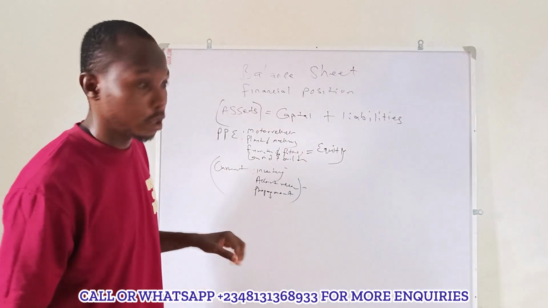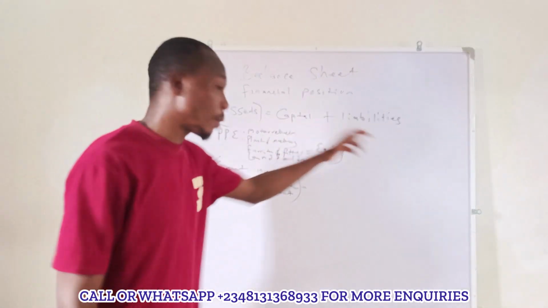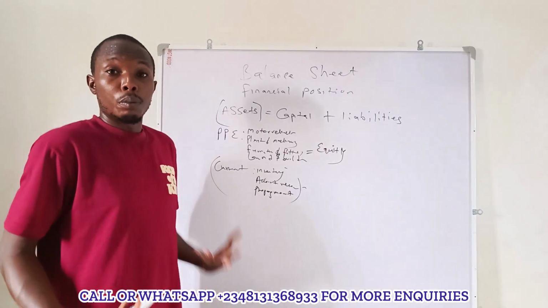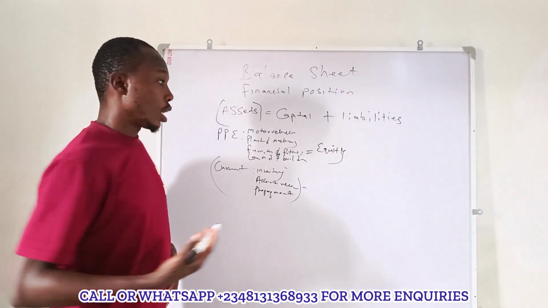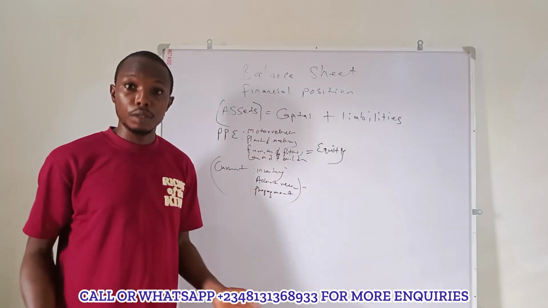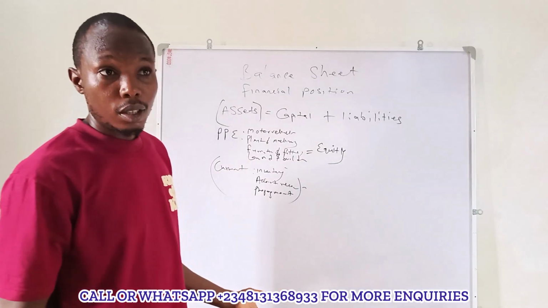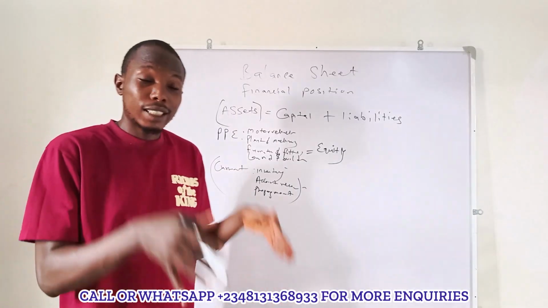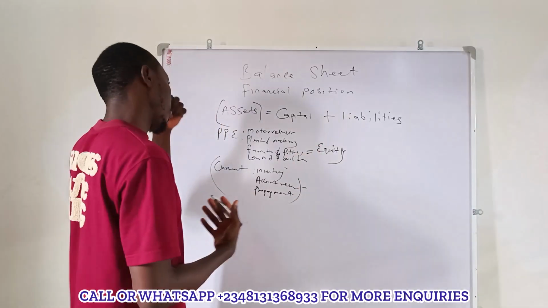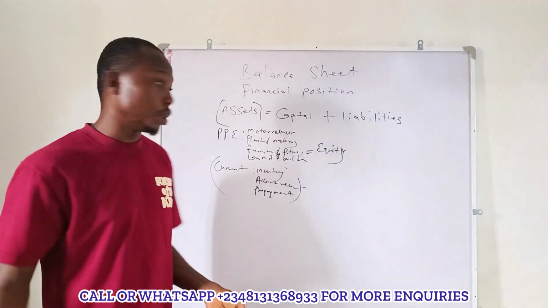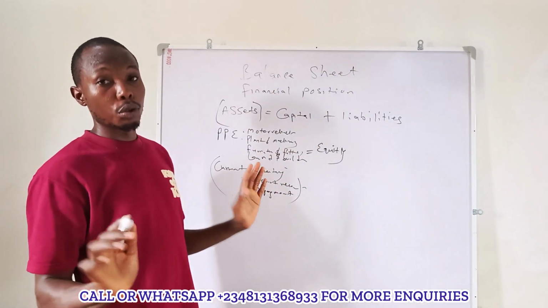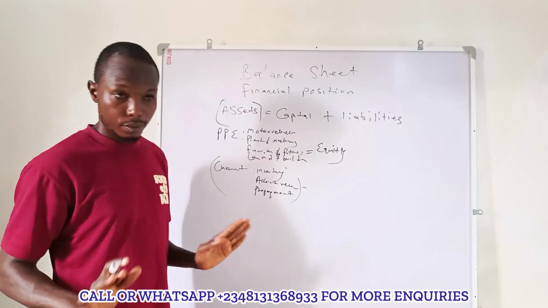Not in all cases do you have your asset equal to capital plus liability. If I'm just starting the business, I bring in 1 million from my own money and I acquire one or two fixed assets. I also acquire some inventory and I start my business. At that moment, my accounting equation, my financial position or balance sheet, will show asset equal to capital. There is no room for liability, right?